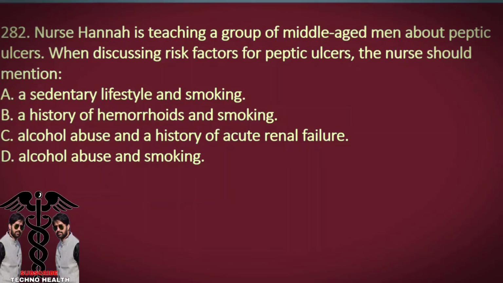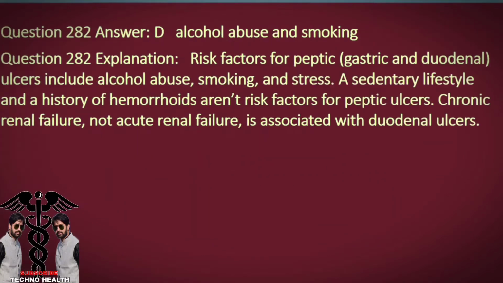Question 282. Nurse Hannah is teaching a group of middle-aged men about peptic ulcers. When discussing risk factors for peptic ulcers, the nurse should mention: A. A sedentary lifestyle and smoking. B. A history of hemorrhoids and smoking. C. Alcohol abuse and a history of acute renal failure. D. Alcohol abuse and smoking. Question 282. Answer: D. Alcohol abuse and smoking.